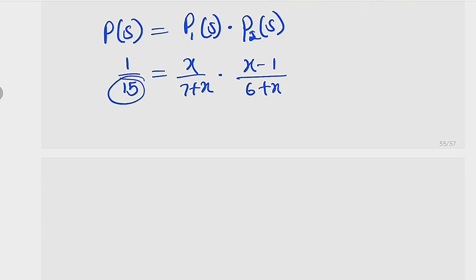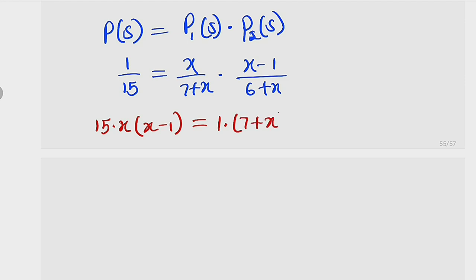We're going to take 15 and multiply by the numerator. So that will be 15 multiplied by X multiplied by X minus 1. This will be equal to 1 multiplied by the whole of this. You know, 1 will not change anything, but let me just write it: 7 plus X multiplied by 6 plus X.